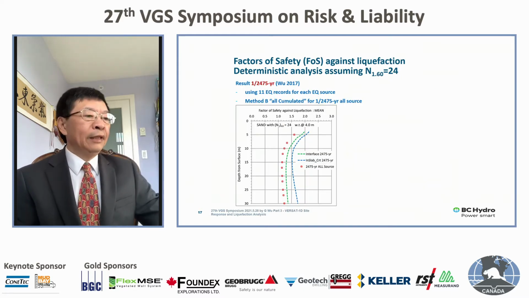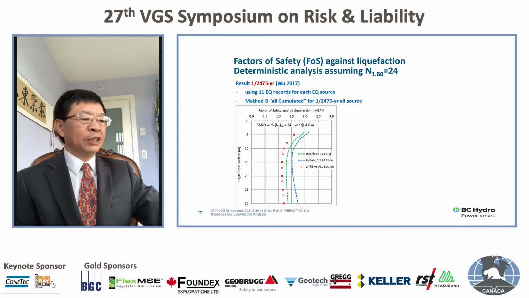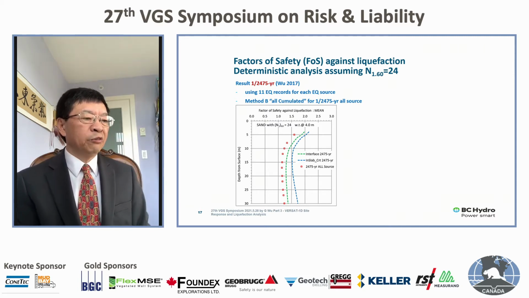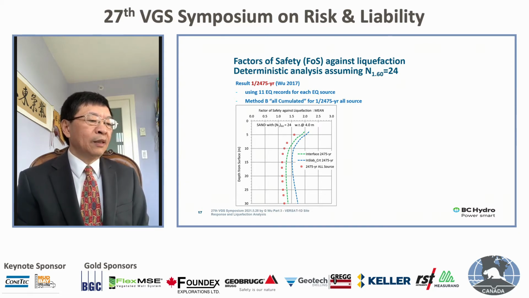By using the time history of the shear stress computed from Versa, you go through this process of converting the non-uniform cycle stresses into the uniform cycle shear stresses, and then apply this simplified procedure for factor of safety against liquefaction. So you will be able to compute the factor of safety against liquefaction for each individual input of earthquake ground motions.